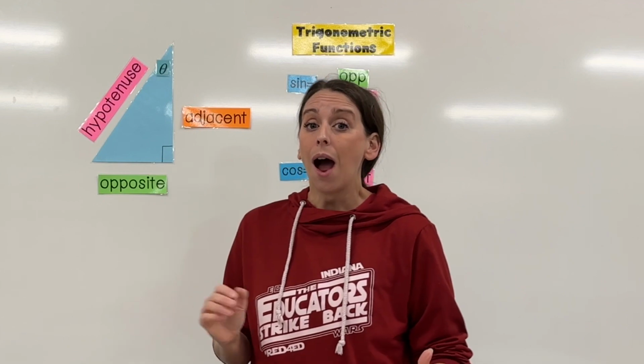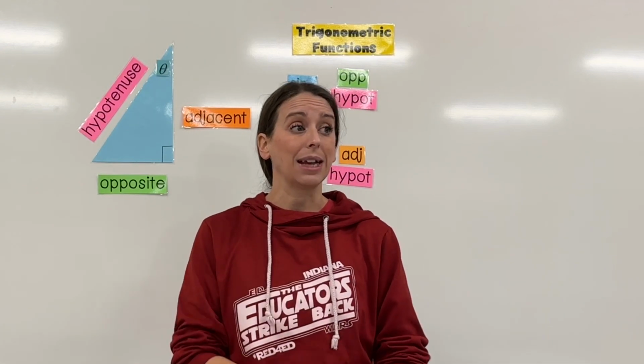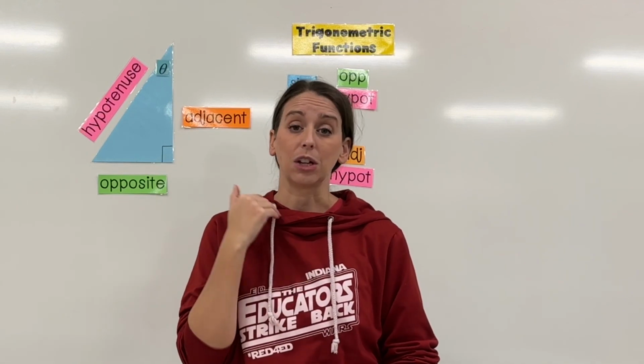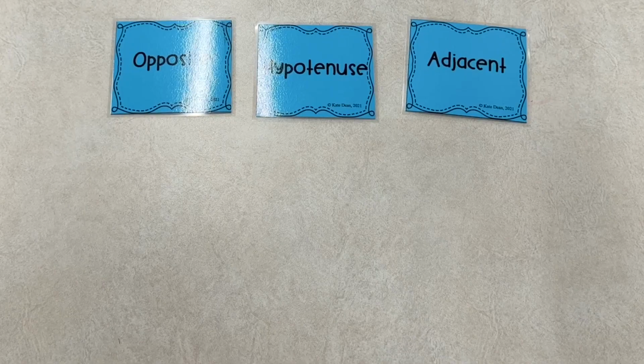I would love to know. I don't have a trick for this, I just constantly have these up, and we're constantly saying, okay, sine, opposite over hypotenuse, tangent, opposite over adjacent. So we're constantly saying those ratios as we use them.